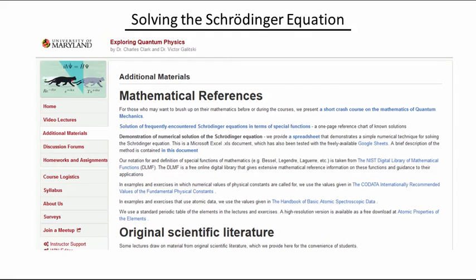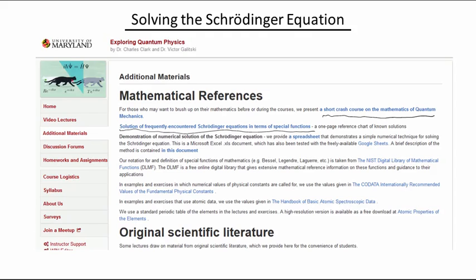Several other resources for you. A short crash course on mathematics. That's something that's certainly worth looking at, constructed by Zach Raines and his collaborators, and it gives you a pretty good idea of the level of mathematical treatment that's done in this course. Another one-page guide to the known solutions of the Schrodinger equation in terms of special functions.